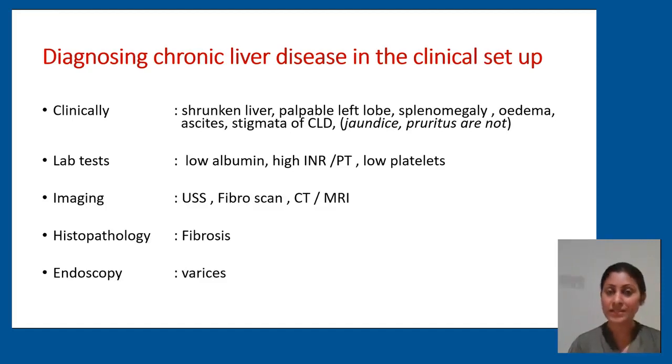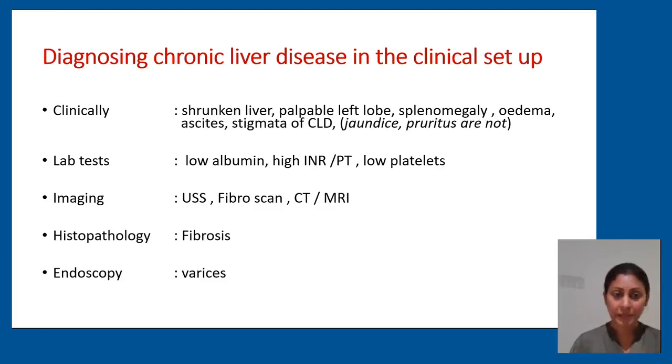If you have edema or ascites, again, those are manifestations of the chronicity of the disease. They have to have low albumin and decompensation for them to have edema. And ascites, again, together with low albumin, they would have portal hypertension causing ascites. And stigmata of chronic liver disease like clubbing, spider nevi, leukonychia, all these things would suggest chronic liver disease. Just to highlight, jaundice and pruritus, though they are symptoms of liver disease, are not necessarily signs of chronic liver disease. They can be there in acute liver failure or acute hepatitis.